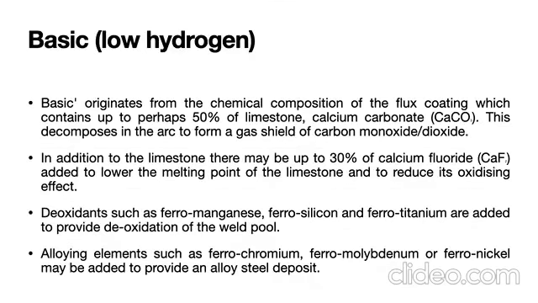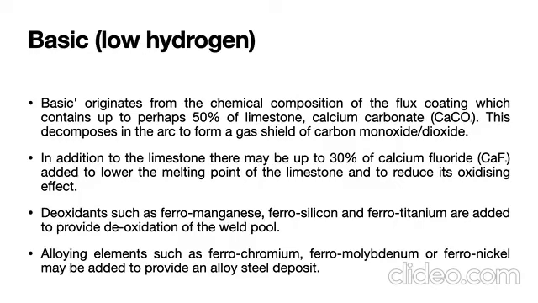Low hydrogen electrodes are broadly or generally known as basic electrodes as well. These basic electrodes, the nomenclature came because of the presence of more than 50% of limestone or calcium carbonate. This limestone or calcium carbonate, when exposed to arc, will decompose and form carbon dioxide and carbon monoxide, which predominantly acts as the shielding gas protecting the molten pool and the molten metal which is flowing from the electrode.